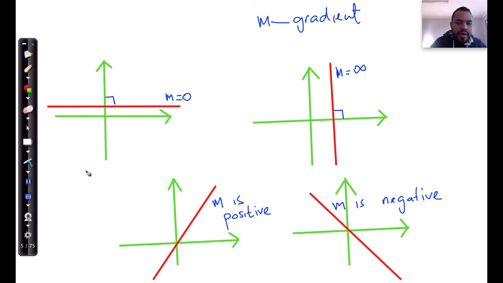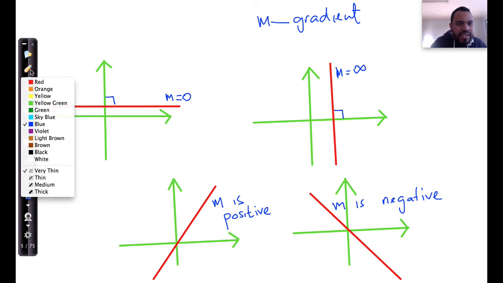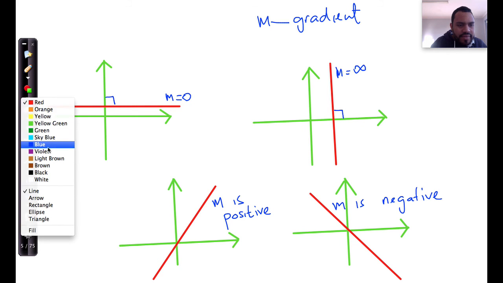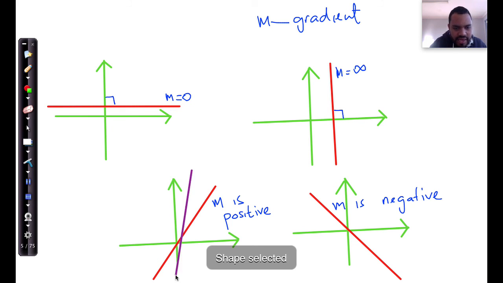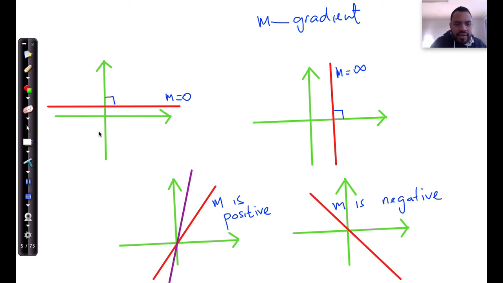And remember, the steeper the line, for example, if I gave you another line, say this violet line, it has a larger gradient than the red line. Both gradients are positive, but this one is steeper. Here it's negative, and I could draw another one that I could make steeper. So that's a summary of the key properties of the gradients.